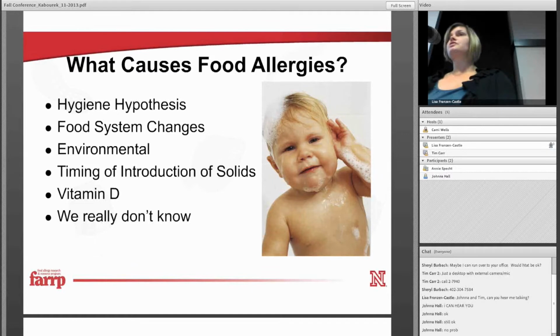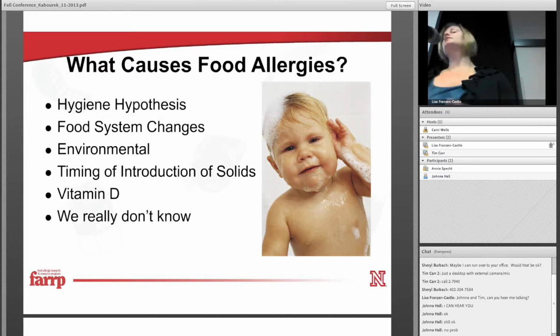Prior to 2008, we recommended you avoid peanuts till you're three, eggs till you're one, fish and shellfish till you're three. The guidelines now say there is no recommendation to do that unless you have a child that is at high risk. They are doing some research and we're just waiting for the results to come out. They're supposed to be out this fall.